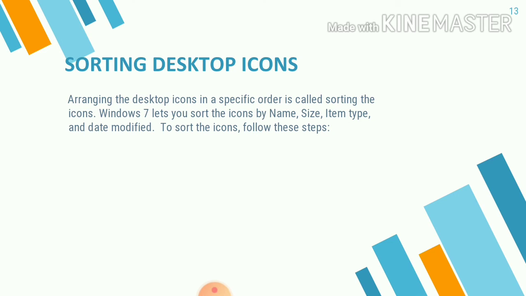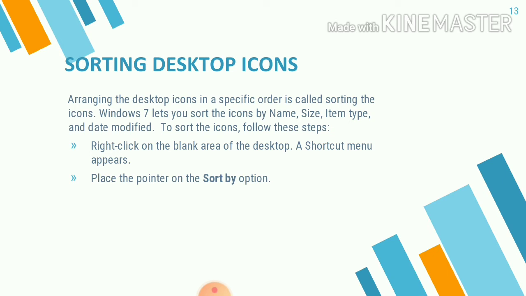In Windows 7 you can sort the icons by name, by size, by item type, and by date modified. To sort the icons, follow these steps. The first step is to right click on the blank area of the desktop. A shortcut menu will appear on your desktop, and then place the pointer on the sort by option.